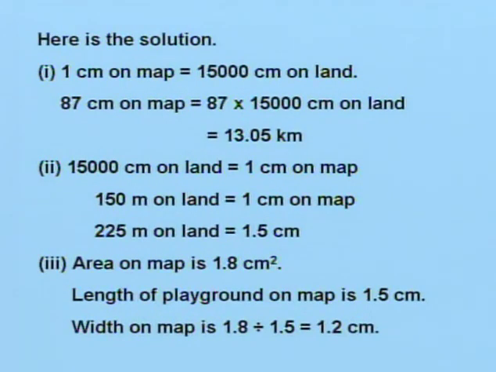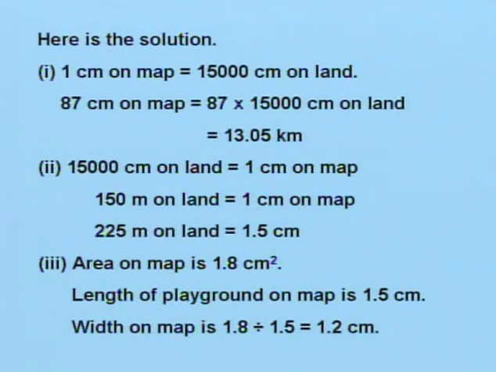1 centimeter on the map is equal to 15,000 centimeter on land. And that's how we interpret the scale. Whatever unit is used for the first part of the ratio, the same unit is used in the second part of the ratio. So 87 centimeter on the map is equal to 87 times 15,000 centimeter on land. And when we convert centimeter to kilometer, we will have 13.05 kilometer.